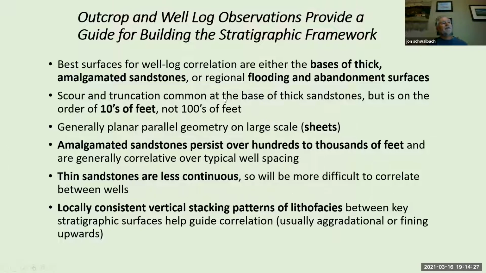The scour and truncation that we commonly see is relatively shallow, right? It's on the order of tens of feet. It's not hundreds of feet. And so this generally planar geometry lends itself to more of a sheet geometry setting rather than a channelized setting where we're carving out lots of stratigraphy below. These amalgamated sands persist over hundreds to thousands of feet, and we can really correlate them pretty well on our typical well spacing. We've seen the thin sands are going to be less continuous, so it's going to be more difficult to correlate those between wells.